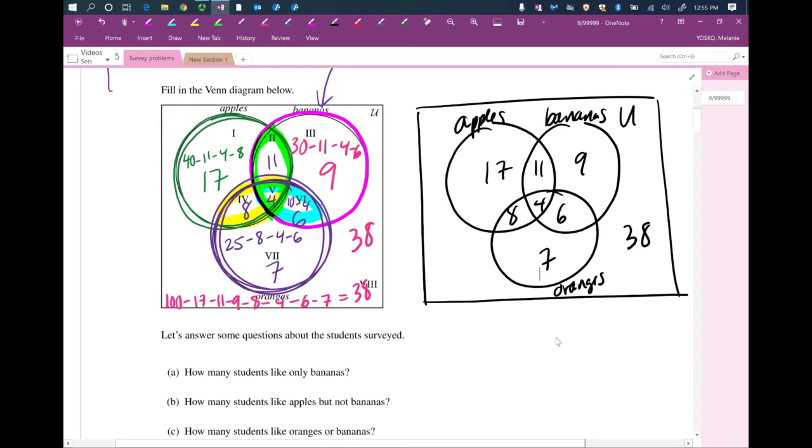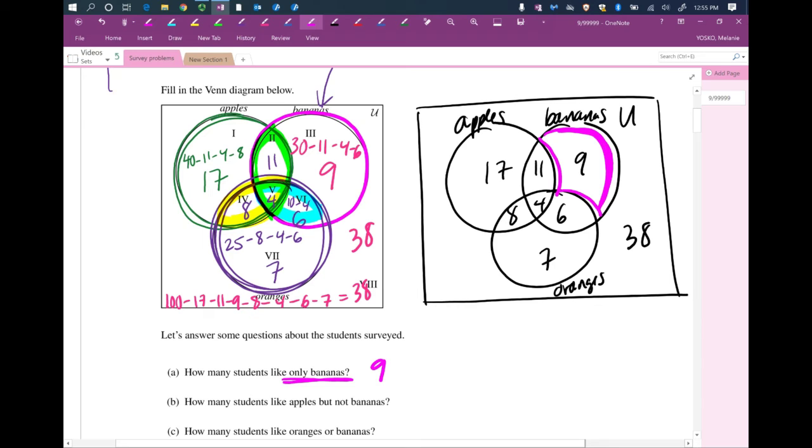How many students like only bananas? So we're looking at the banana circle. Here's the banana circle. But be very careful. These students right here like apples and bananas. These students like apples, oranges, and bananas. These students like bananas and oranges. So if I want only bananas, I'm looking actually at this part of the circle right here. So there's 9 who like only bananas.